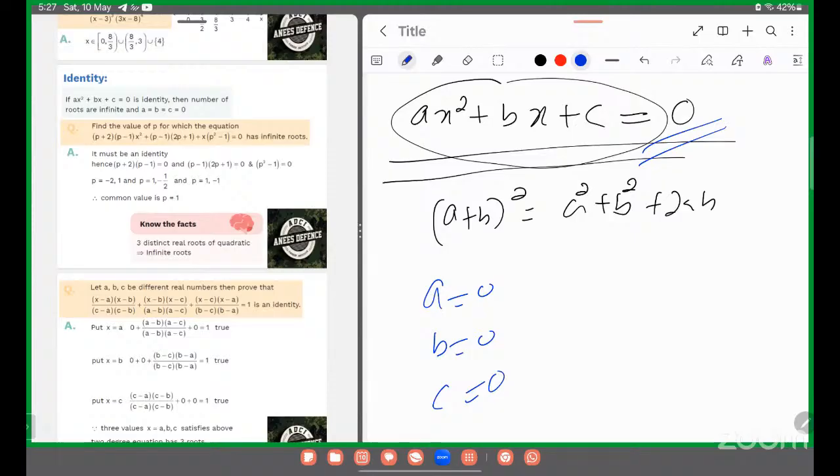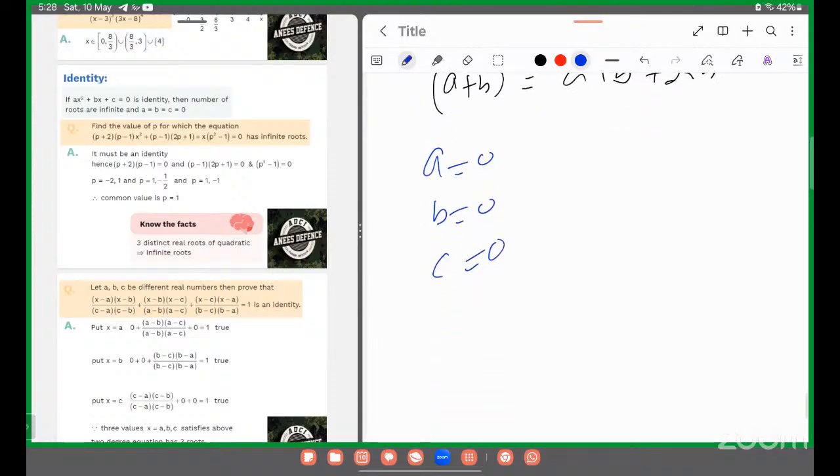Identity means whatever be the condition, it should satisfy. So whatever be the value of x, if it satisfies equal to 0, then A should be equal to 0, B should be equal to 0, C should be equal to 0. That is the condition. That means for a quadratic equation, the degree is 2. It cannot be less than 2. It cannot be greater than 2. The roots can be equal, no problem. They can be distinct, no problem. They can be imaginary, no problem. But there should be two roots. Cannot be less than 2, cannot be more than 2.